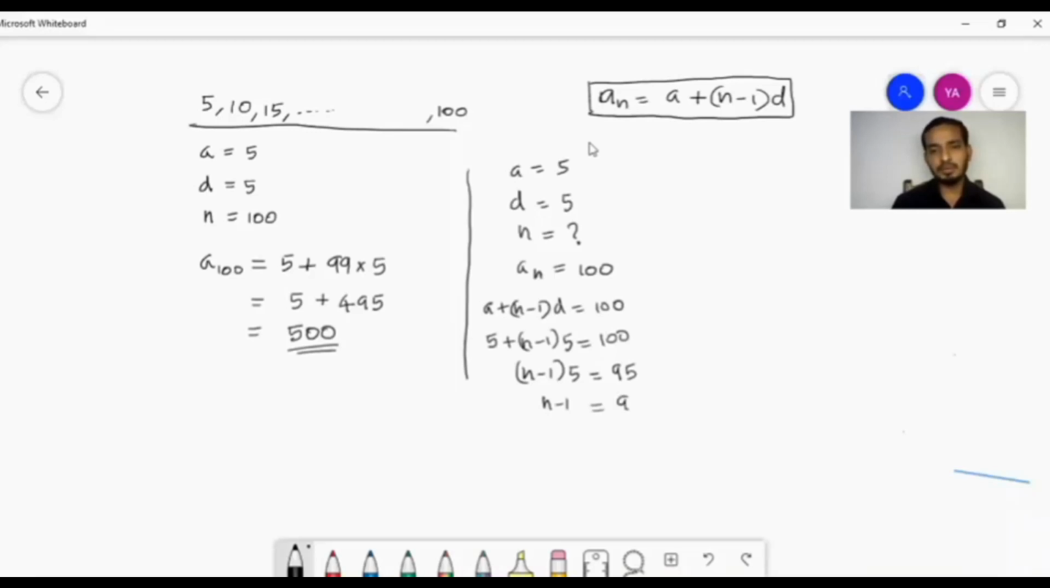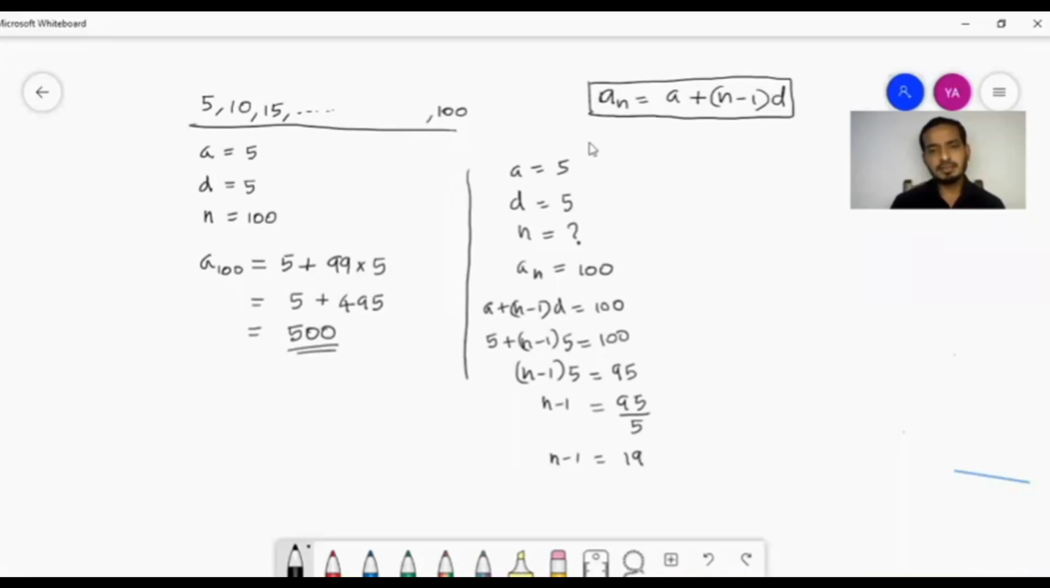Okay, and then next step, n minus 1 is equal to, the multiplication by 5 we take to the right side, so that will be 95 by 5. When we move to the right side, it will become division. So n minus 1 is equal to 95 by 5. We all know that 19 fives are there in 95.